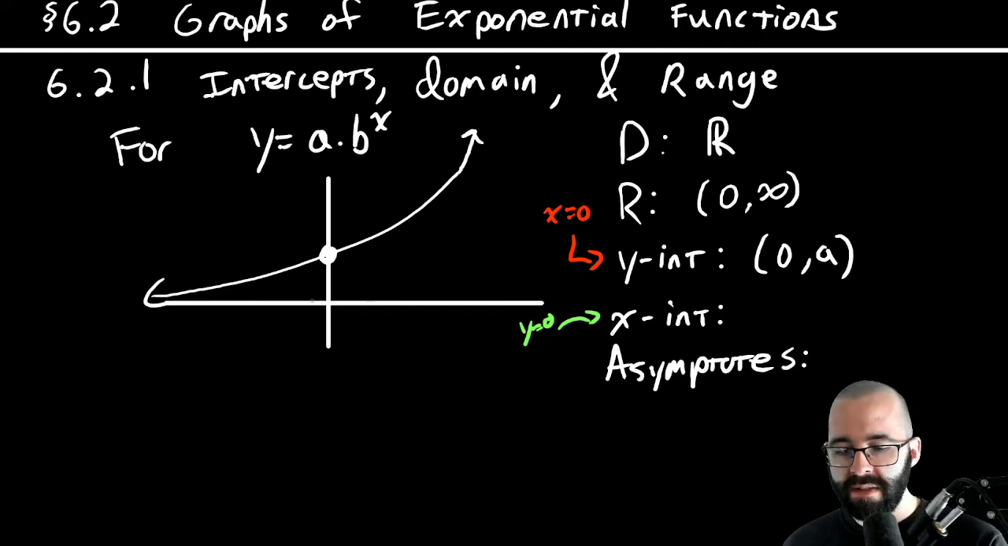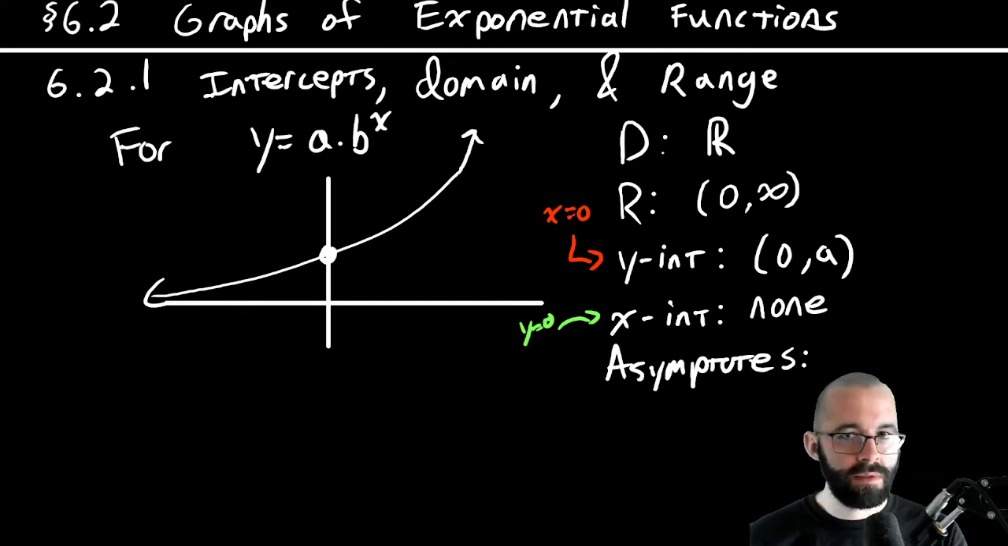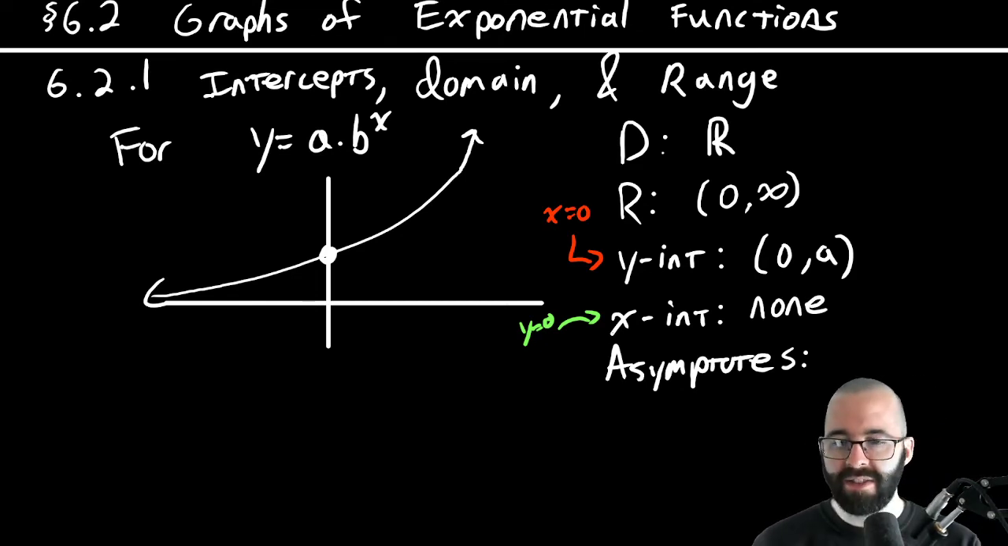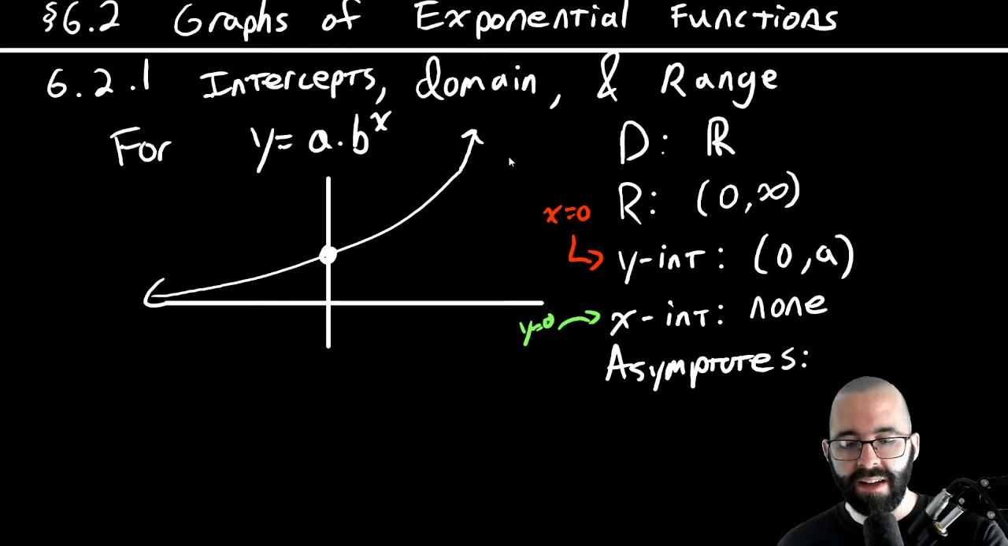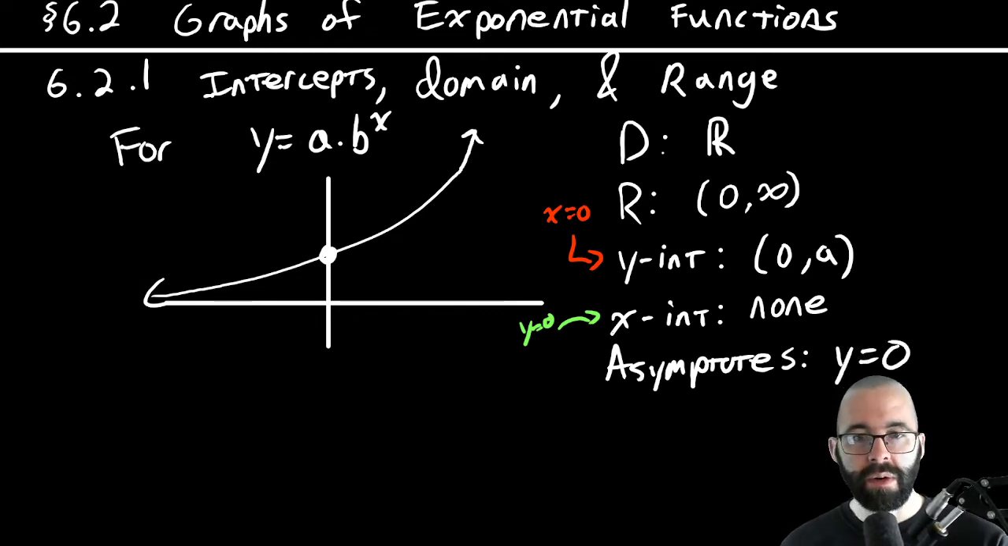Where do we cross the x-axis? We never cross the x-axis. So there's no x-intercept unless we do some function transformations. If we moved this whole thing down, then yeah, we'll cross the x-axis then. The asymptote is at y equals 0. There's only one asymptote.